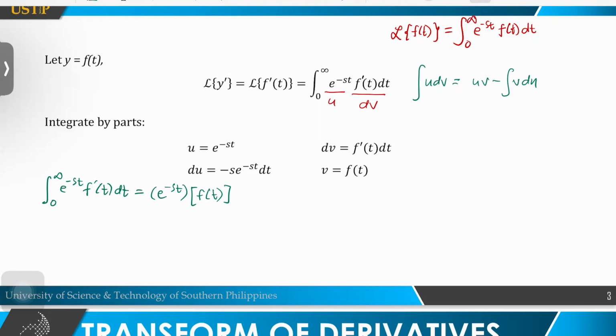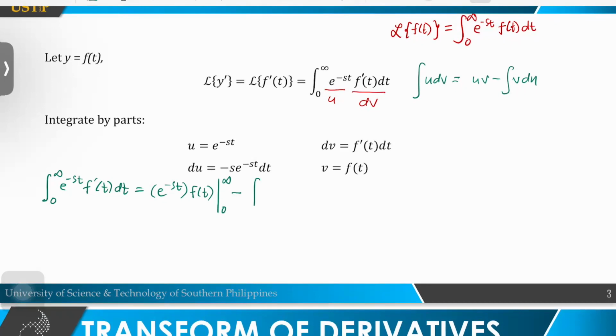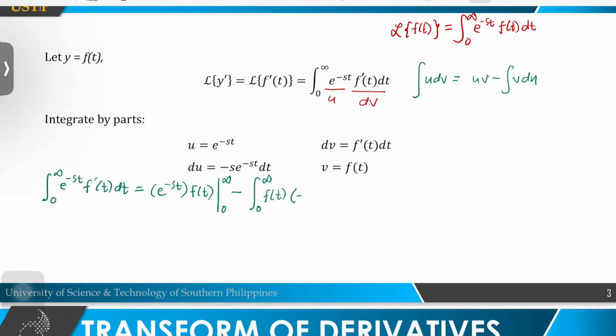Since we have limits on this integral, we must evaluate this from 0 to infinity, same limit. And then minus the integral from 0 to infinity of v du. The v here is f of t, and du is negative s e to the negative st dt.